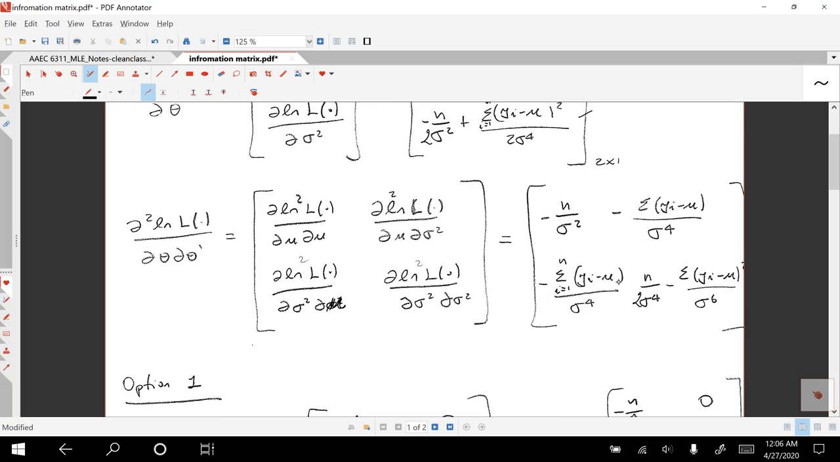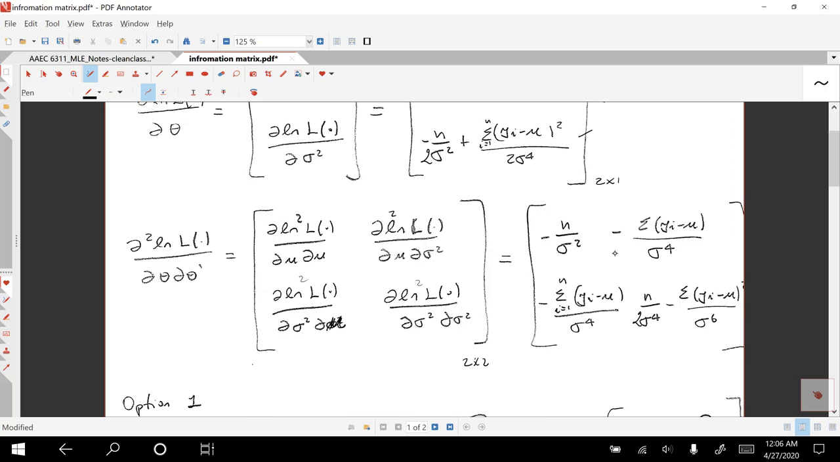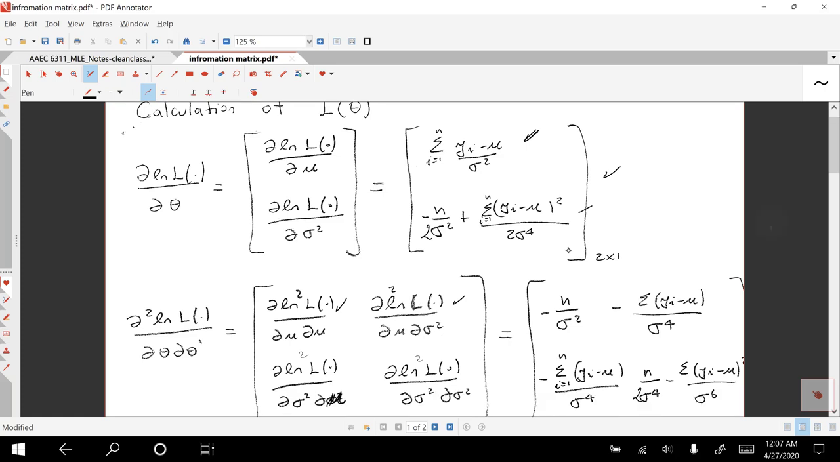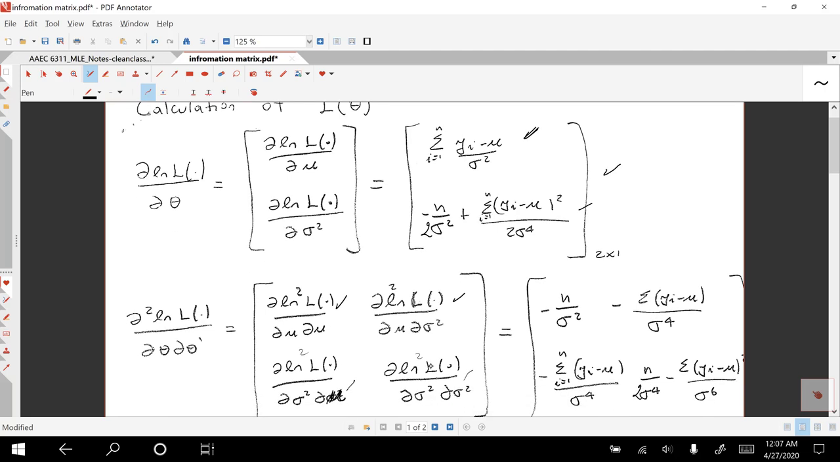Okay, so now since this is 2 by 1, now we're going to have 2 by 2. Because now what we're going to have is we're going to be taking the derivative of this expression, the first term, with respect to mu first, and then the derivative of this first term with respect to sigma squared. And then for the second term in the Jacobian matrix, in the second row, we'll be taking the derivative with respect to mu first, and then we'll be taking the derivative with respect to sigma squared. Okay, so we're doing that.